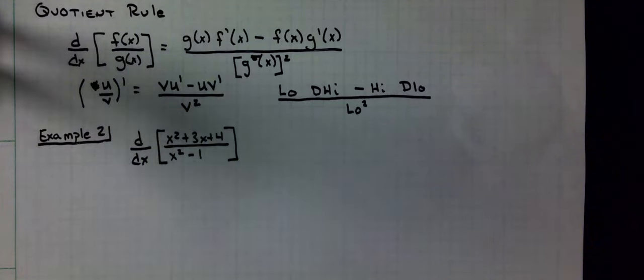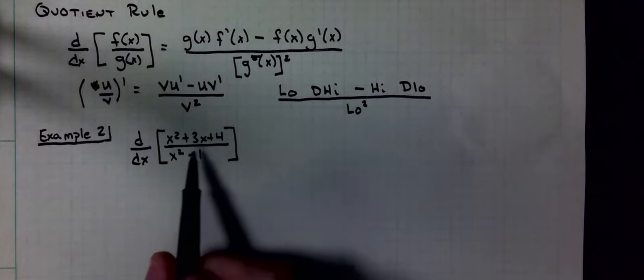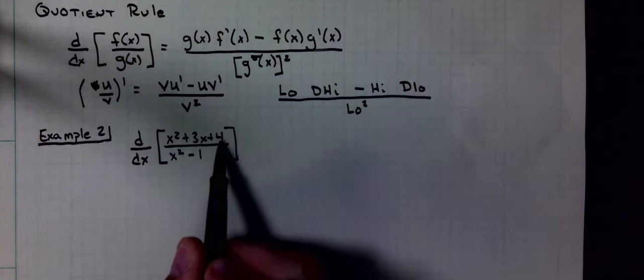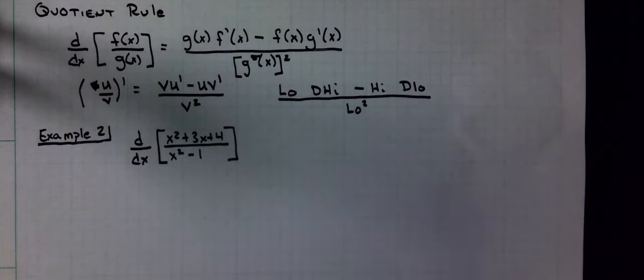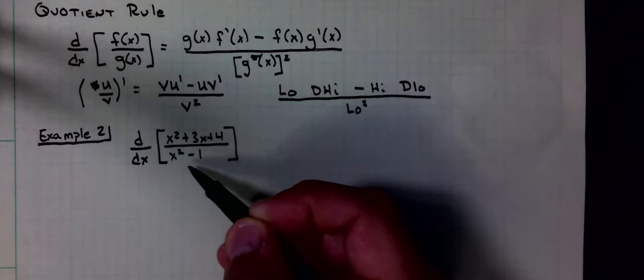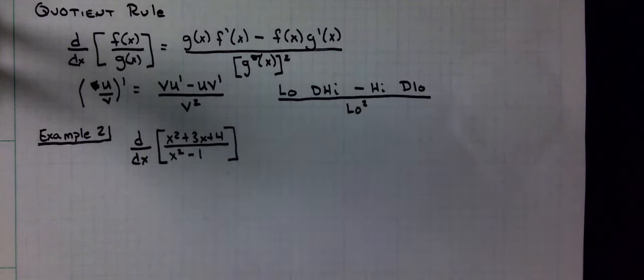remember derivatives are limits, and one of the first things we did when we dealt with limits is we wanted to cancel out any common factors. I want to do a quick check to make sure nothing will cancel. There are no two numbers that multiply to 4 that add to 3. So I can't factor the top. That means obviously the factors at the bottom are not.